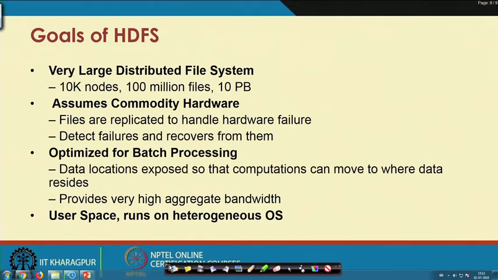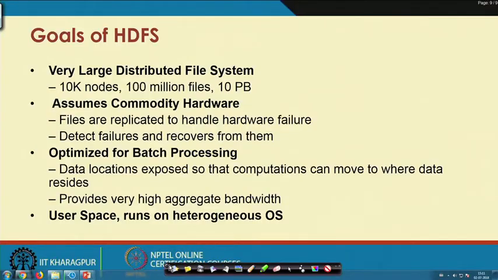Okay. So, just to recall, as we have discussed, the goals of HDFS are to store very large distributed files, something like let us say 10,000 nodes, 100 million files and 10 petabytes of data. So, these kinds of statistics you need, so it is not useful to use HDFS for storing a very small amount of data.